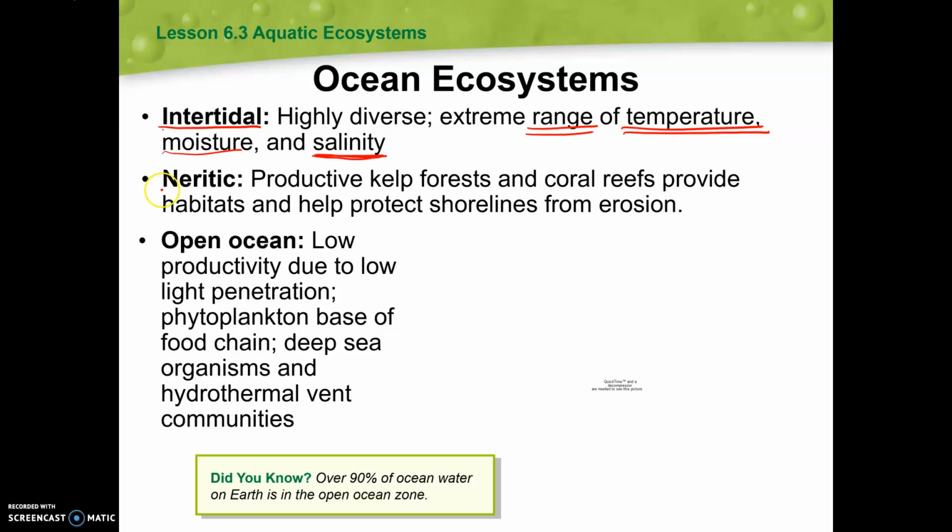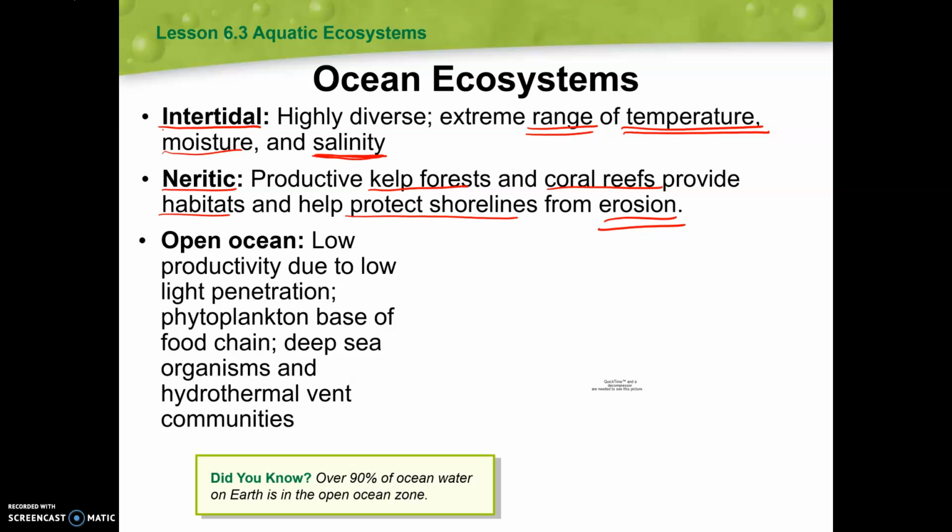Our next zone here is our neritic zone. These are very productive kelp forests and coral reefs in these areas. So this is the shallow waters that we're going to talk about here. That would be our neritic zone, is those shallow waters. And these are going to provide a lot of habitats and help protect shorelines from erosion. So protect it from that weathering that occurs and that wash away of materials there.